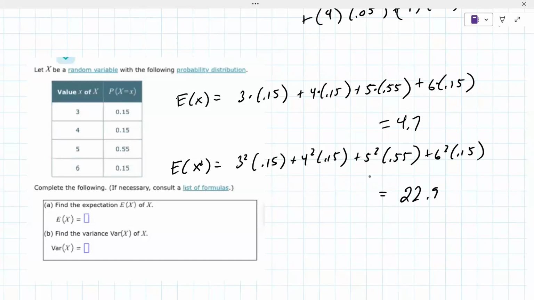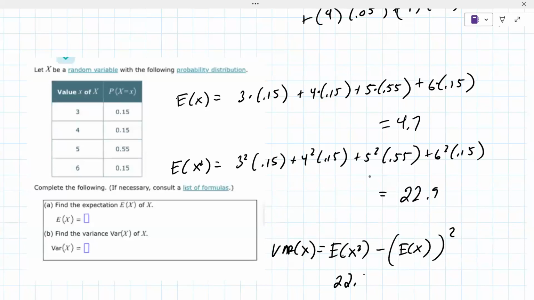Yes, very good. Now the variance of x is the expected value of x squared minus the square of the expected value of x. So it's the 22.9 you just found minus the 4.7 squared. So 18.2. Oh no, I did square, sorry. Let me square that one. 0.81. Yes, perfect. So there you go, now you've got both numbers.